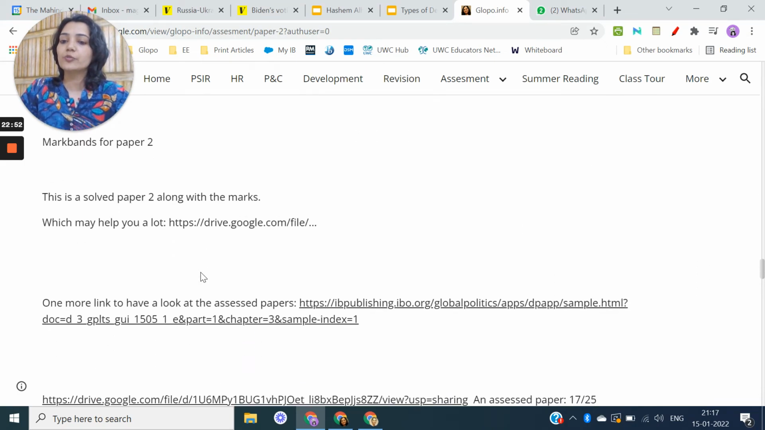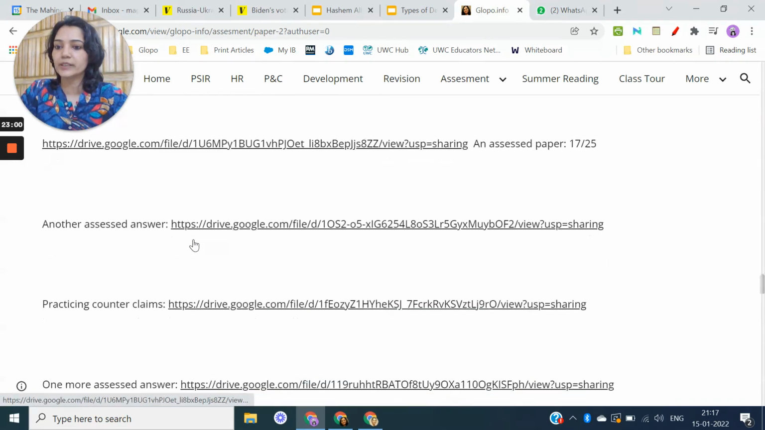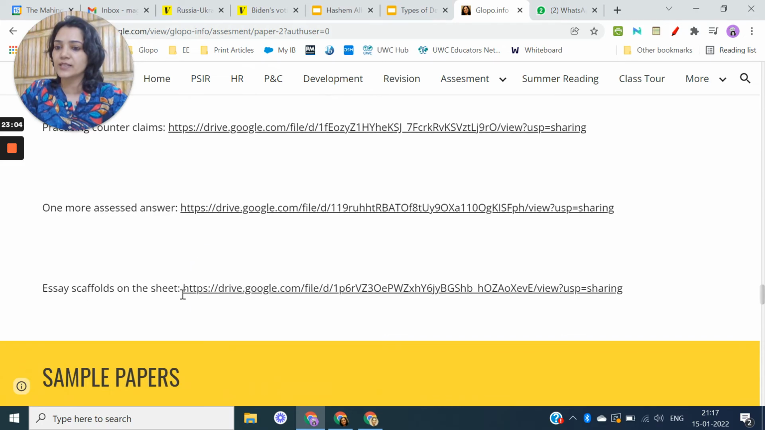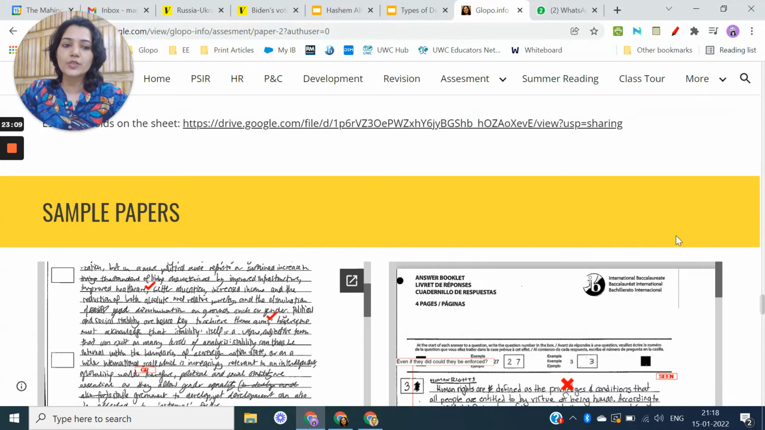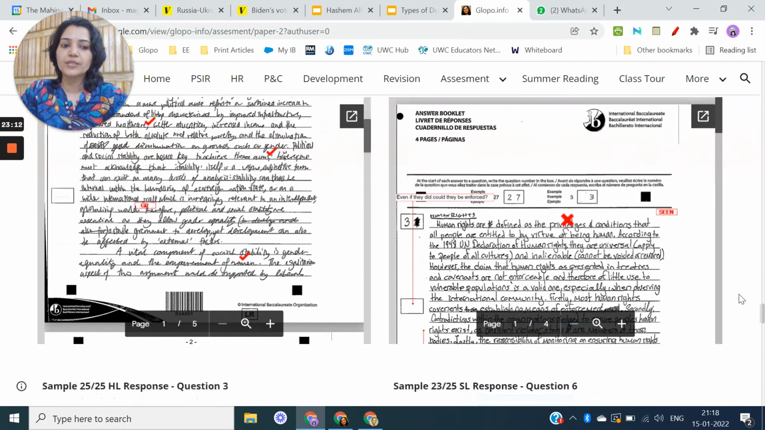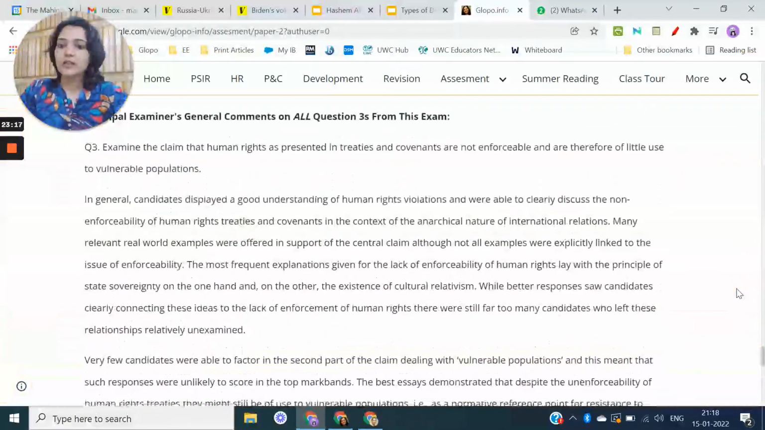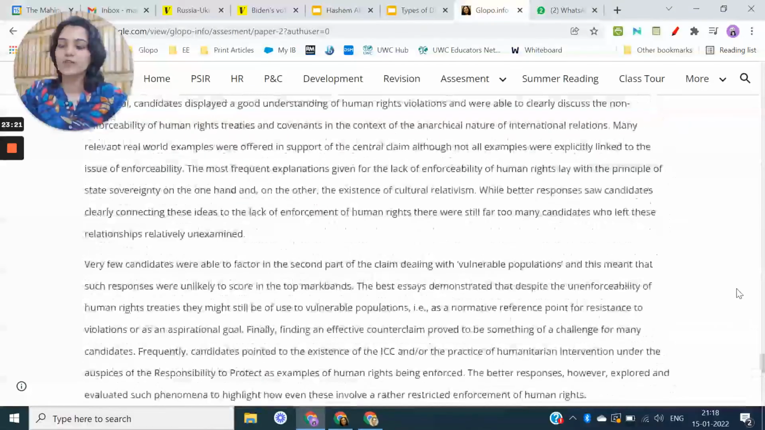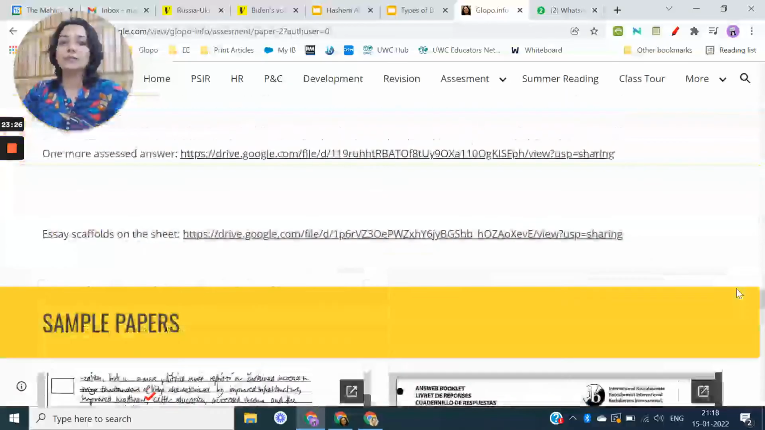Now here it would be interesting to know, I have given all the sample papers, right? You can see all the sample papers over here. Another assessed paper, practicing counterclaim, one more assessed answer, and assessed scaffolds on the sheet. Then there are more sample papers pasted over here along with the examiner's comments, right? So it is a pretty resourceful site. You can see all these things. You can even see how the principal examiners are commenting on your answer.